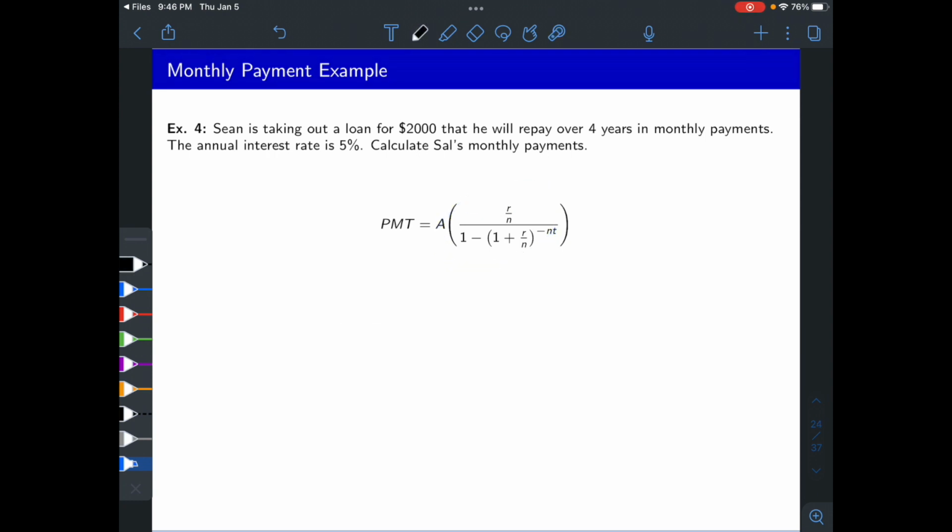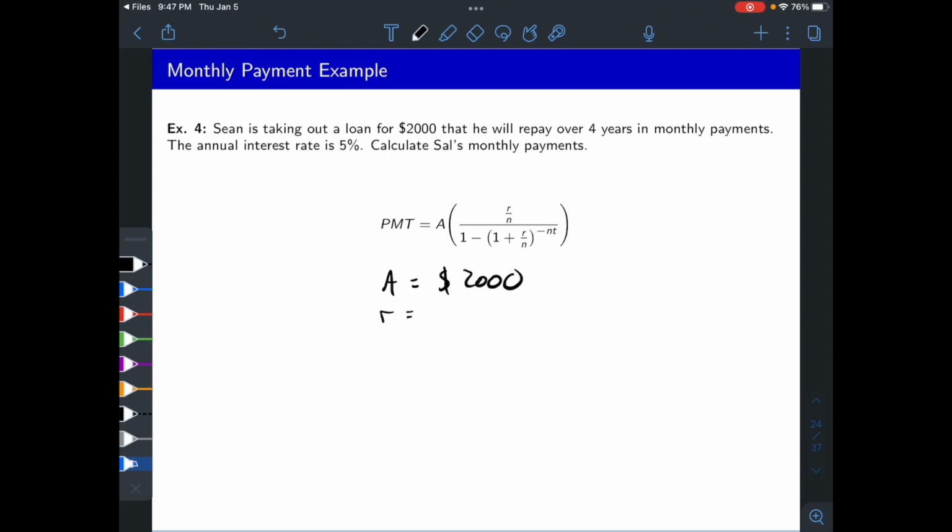And so what are all of the variables here going to be? A is going to be the amount owed, which is just $2,000. There's no down payment. There's no interest that's being made here. So computing this amount in this case is pretty simple. It's just kind of told to us.